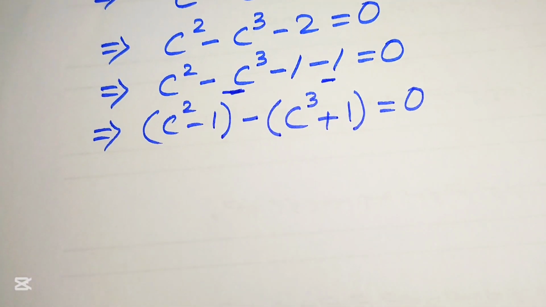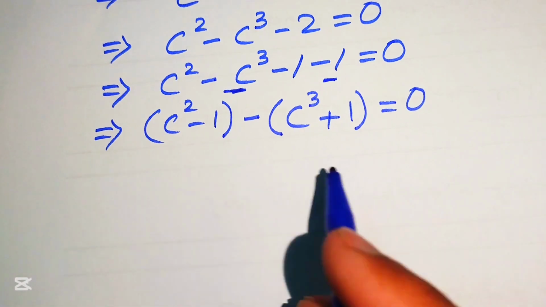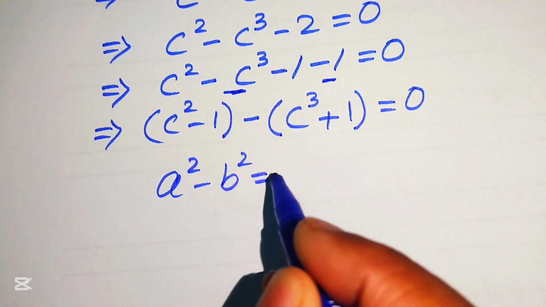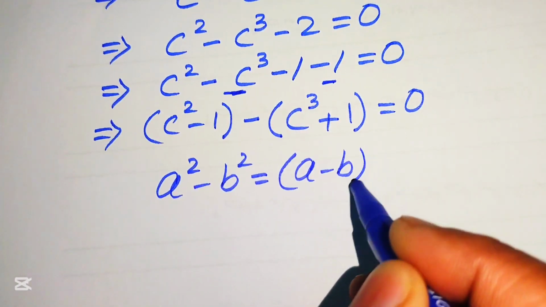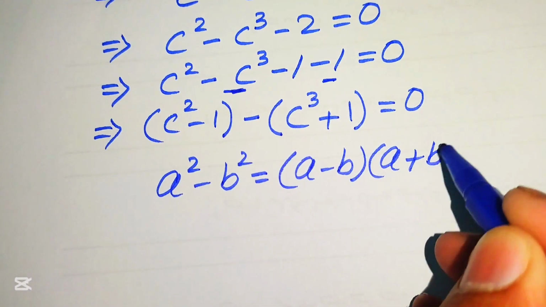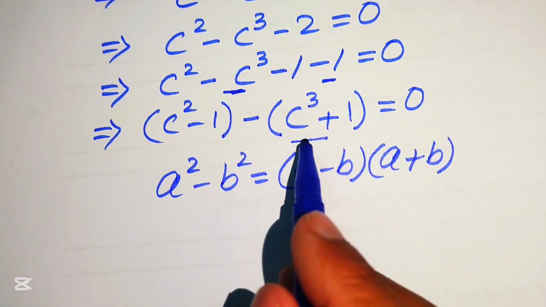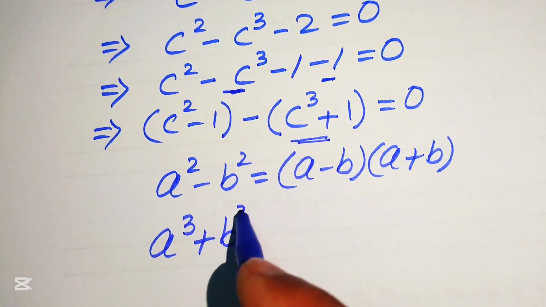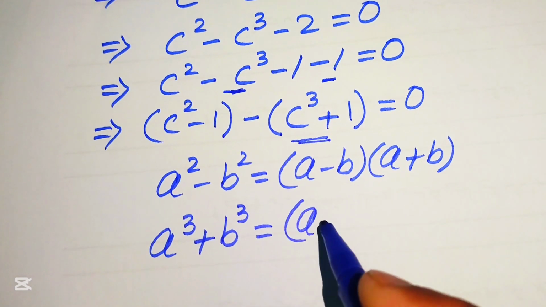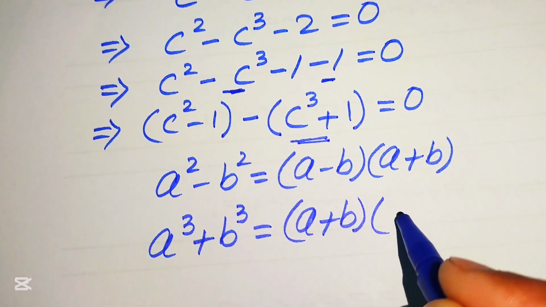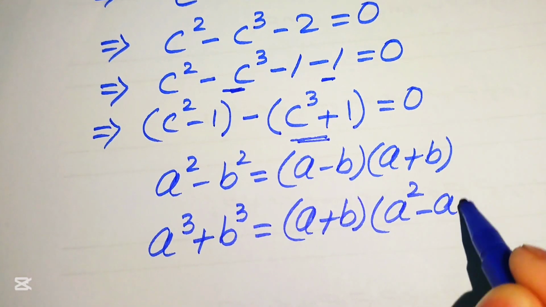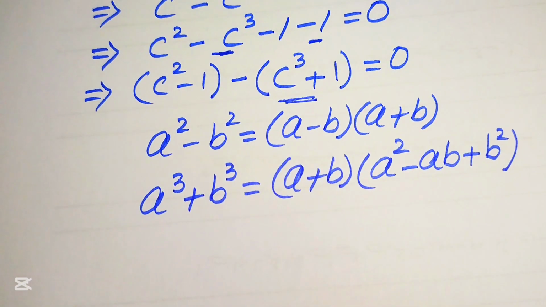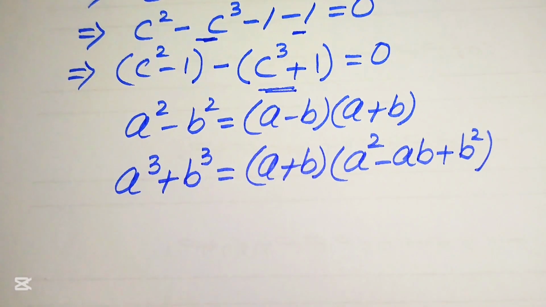So here we need two formulas in order to solve this equation. Our first formula is a square minus b square equals a minus b times of a plus b. And to simplify this term, we can apply the cubic formula. You know that a cubed plus b cubed equals a plus b times of a square minus ab plus b square. So we need these two formulas to simplify the above equation.